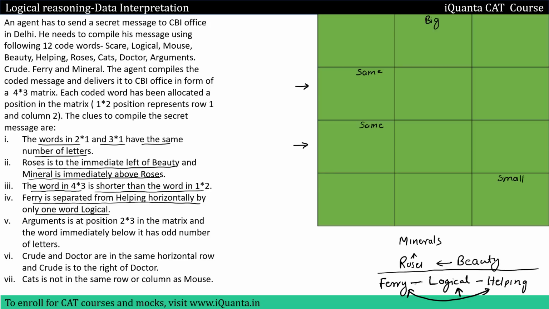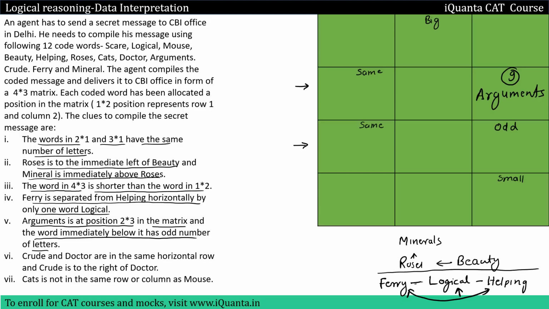Next one is arguments is at position 2x3 in the matrix and the word immediately below it has an odd number of letters. So 2x3, that means here I have arguments. Okay, so arguments has 9 letters. Okay, so this is a fixed clue. So I have told you in a puzzle we always keep putting the direct clues into the table or any arrangement that we have. So below arguments we have a word with an odd number of letters, so I'll write down odd number of letters over here.